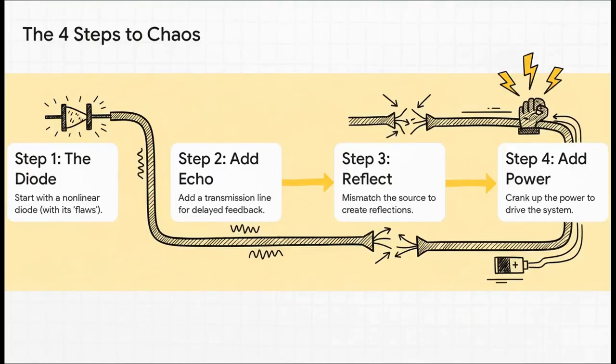Step 1, you grab one of our imperfect, real-world diodes, flaws and all. Step 2, you hook it up to a special kind of cable, a transmission line, that basically creates an electrical echo. Step 3, you mess with the wiring on purpose to create a mismatch, which makes that echo bounce back and forth, like a hall of mirrors. And finally, step 4, you just crank up the power.